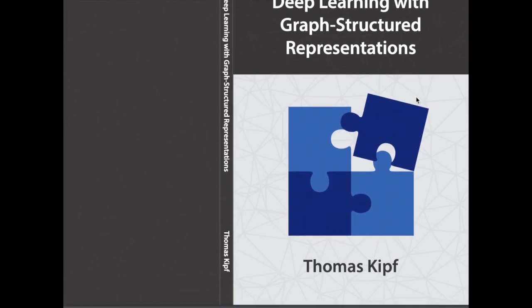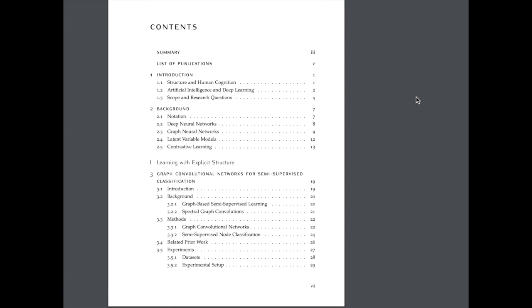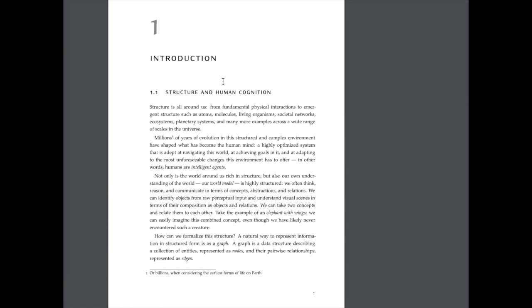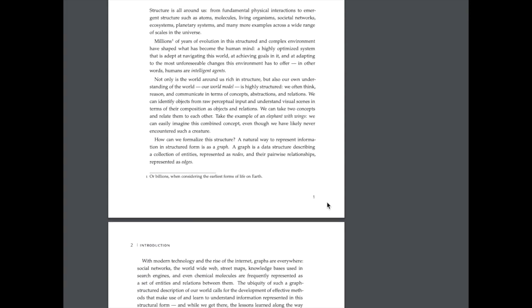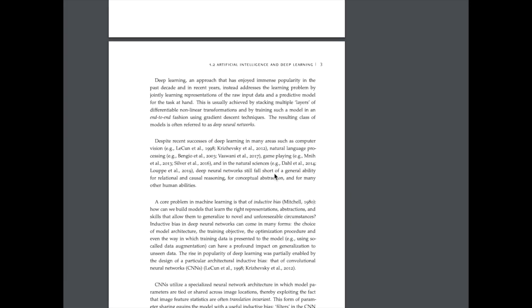Deep learning with graph-structured representations is a really great overview of machine learning with structured data. The thesis begins by describing structure and human cognition. This idea is that we often think, reason, and communicate in terms of concepts, abstractions, and relations. A natural way to represent this kind of information is in structured form as a graph, where we have nodes and edges that connect these nodes to each other. If we had structured representations in deep learning, it would dramatically improve generalization because we would have a sense of how to recombine these random variables.